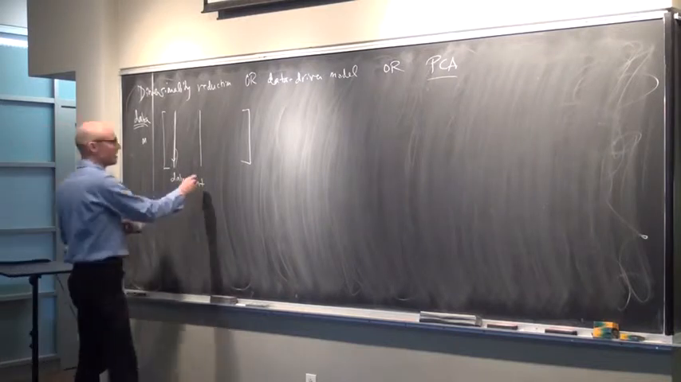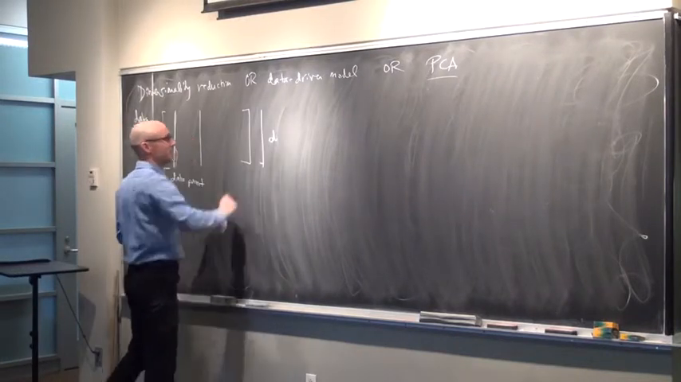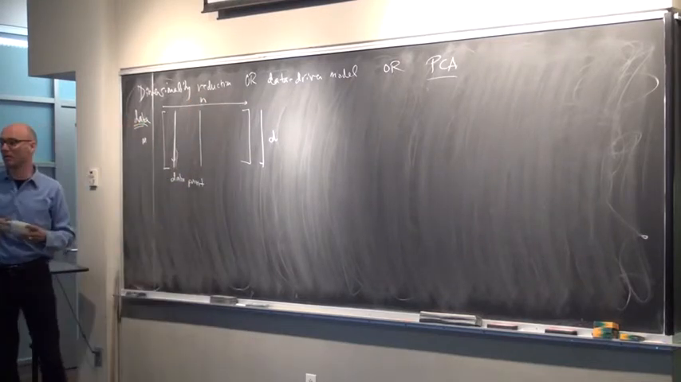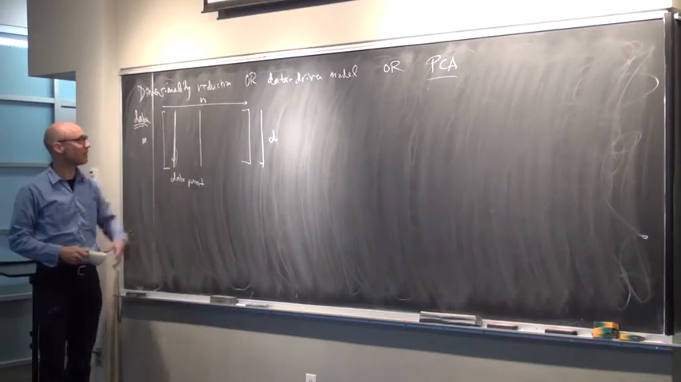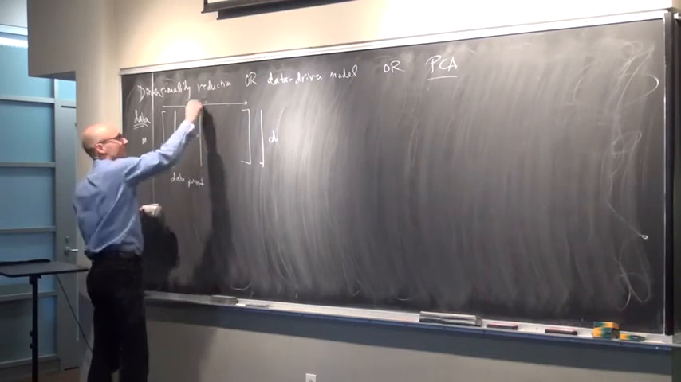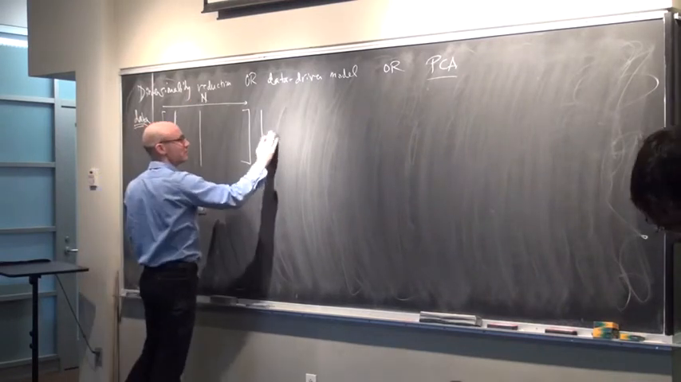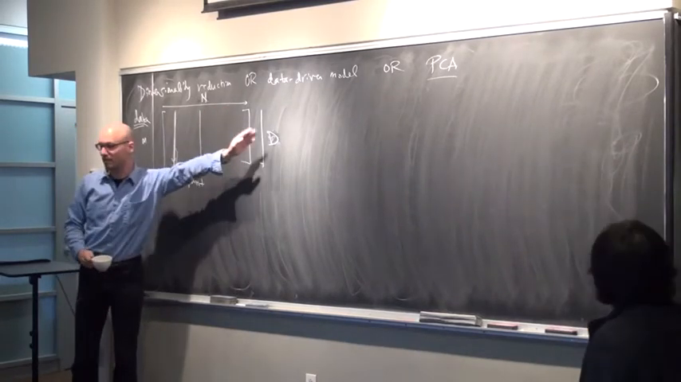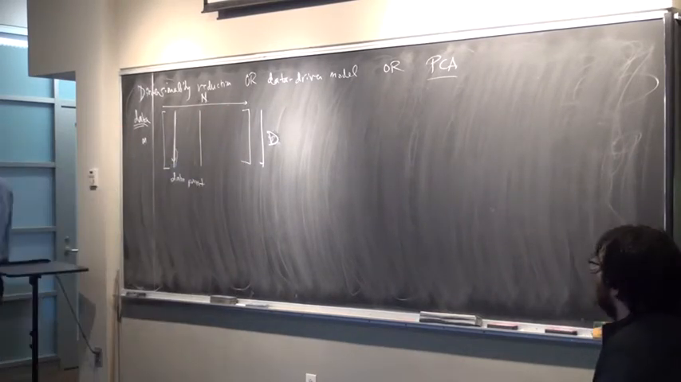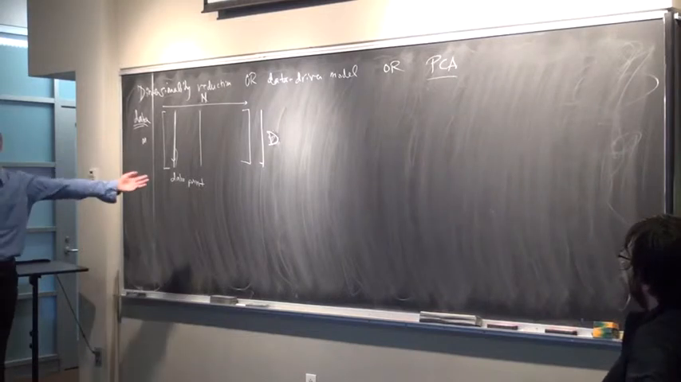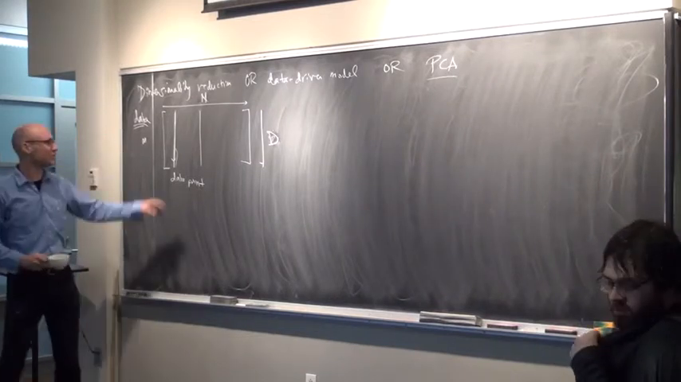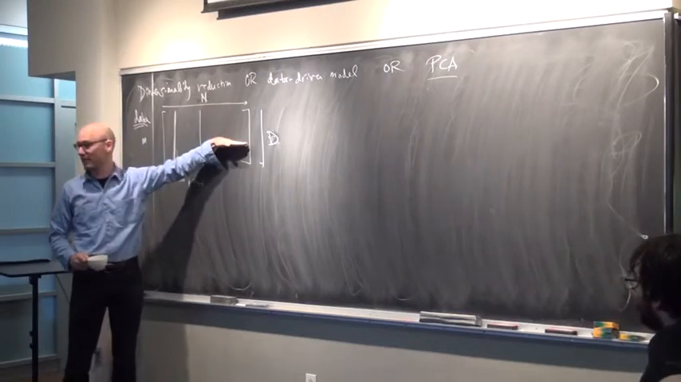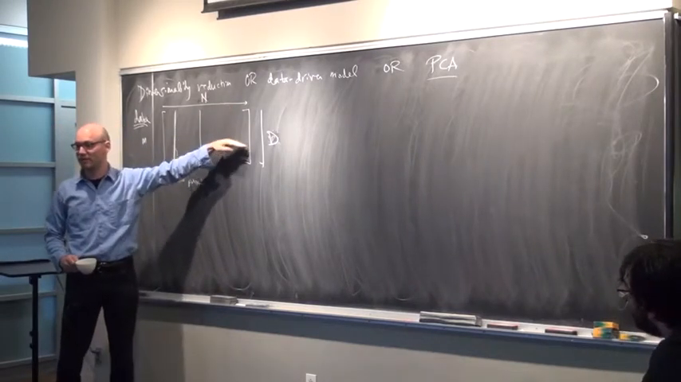So the idea is your data points have d dimensions, and you have n of them. I'm going to use capital letters actually for my big integers. You have D dimensions, and you have N data points, and this matrix is definitely not square. So in the Sloan Digital Sky Survey, if you took the photometry, there's 100 million objects, of which you have 5 bands. So that's way not square.